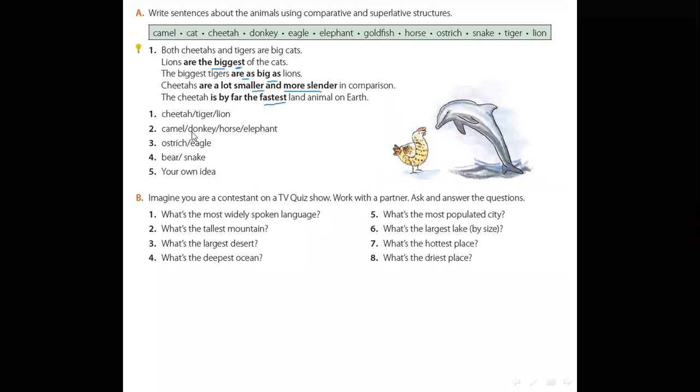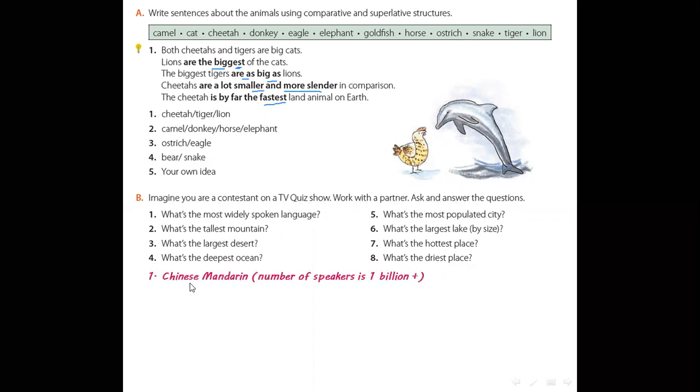Now, exercise number B. Imagine you are a contestant on a TV quiz show. Work with a partner, ask and answer the question. Question number 1. What is the most widely spoken language? Excellent. It's Chinese Mandarin. The number of speakers is over 1 billion.